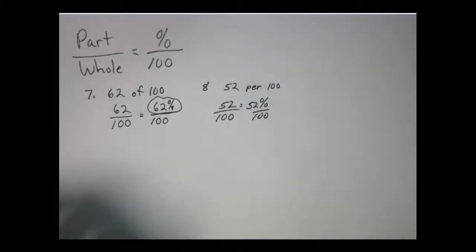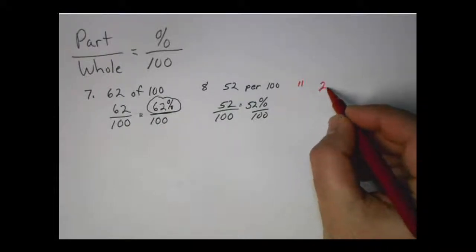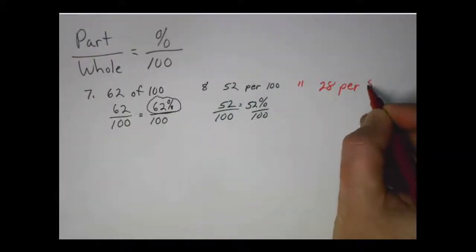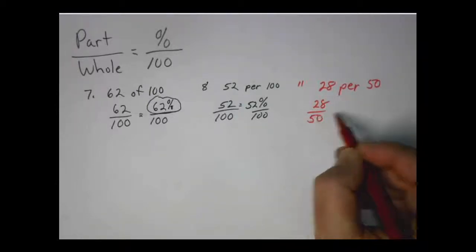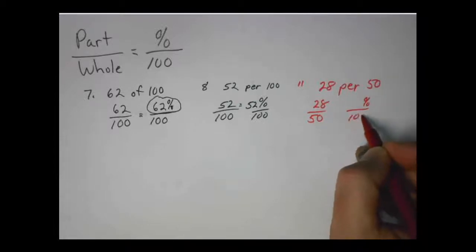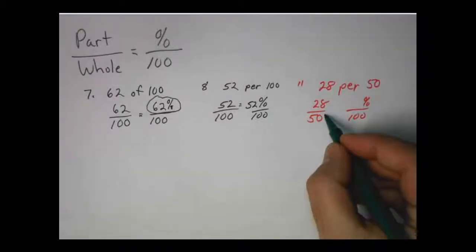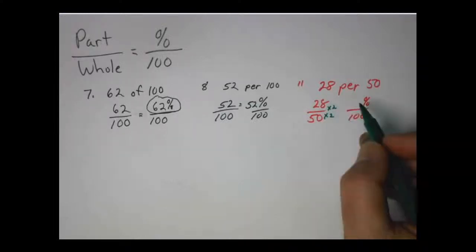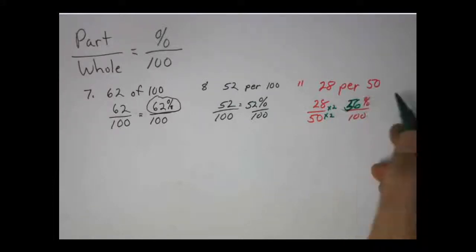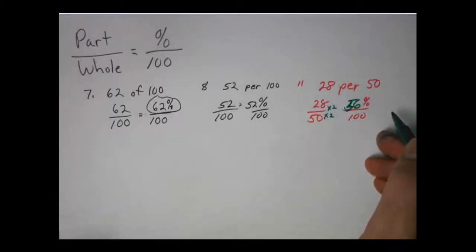Well, what if it's not out of 100? Let's say it's number 11, where I have 28 per 50. Okay, so 28 is going to go over 50, but percents go over 100. So what do I need to do to the 50 to make it 100? Well, times it by 2. Do it to the bottom, do it to the top. So 2 times 50 is 100. 2 times 28 is 56. And we're a percent, so we're done. You can also cross multiply and divide. You're going to get your same answer.